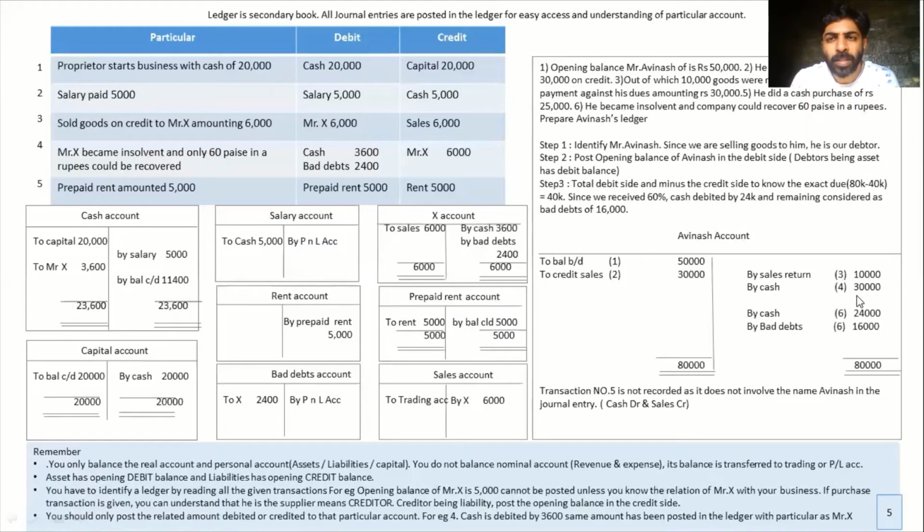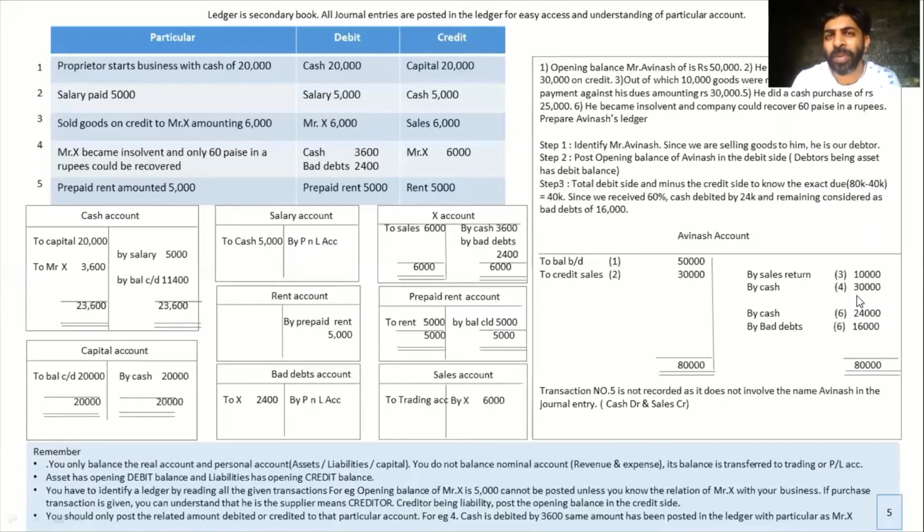He became insolvent and the company could recover 60 paise in a rupee. Now, what does insolvent mean? Insolvent means somebody who doesn't have money to pay the liability. That means you got a loss now. But one more important line, it's written here, 60 paise in a rupee is recovered. What does 60 paise mean? In accounting language, 60 paise means 60%. It's the language we use in accounts.